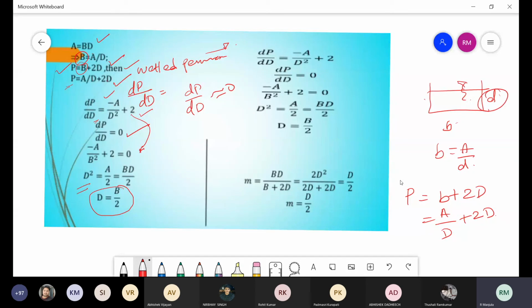So if my depth of flow is B by 2, then I can say my rectangular cross section is most efficient or economical. When the depth of flow for a rectangular channel is B by 2, where B is the width of the flow, then your channel section is most economical and more efficient.